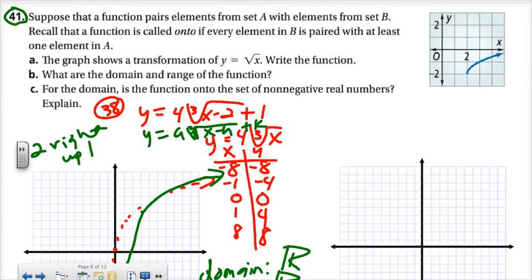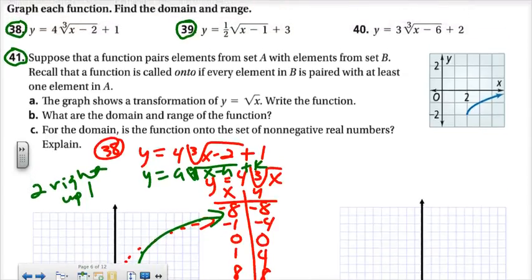And let me make sure that that was all they wanted me to do. Graph each function, find the domain and range. All done.